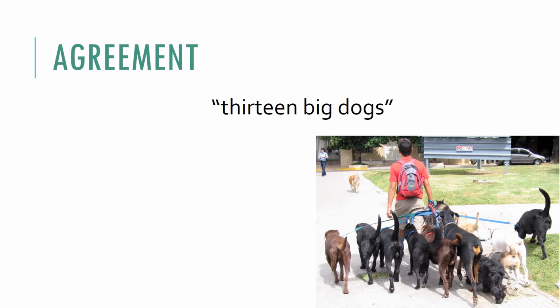Let's try another one. Think about the rules for numbers and for agreement and for making plurals. How would you say 13 big dogs? Thalathata ashar kalb kabira. Even though you're back to using the singular form of the noun, which is masculine, your adjective needs to agree with the whole group, which is considered a feminine entity. Kalb kabira.